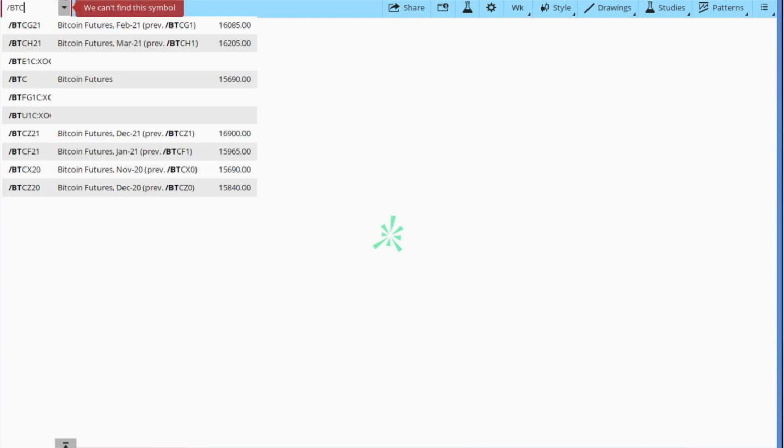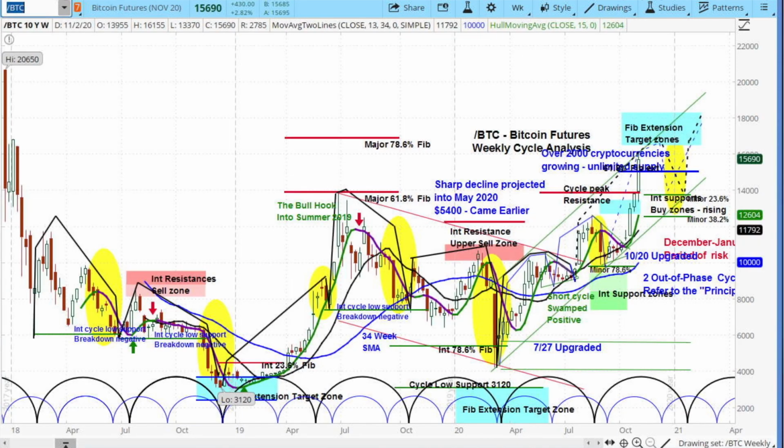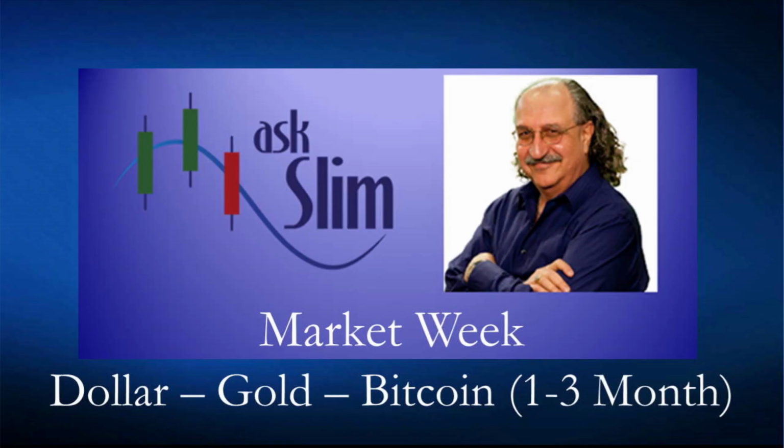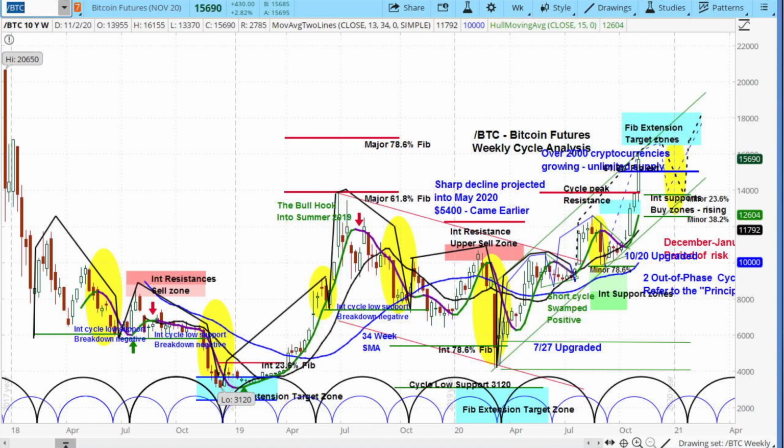Whoops, missed that. /BTC. There you go. So we're looking now at the dollar and gold and Bitcoin as we make these comparisons. And now we're going to switch over and look at the Bitcoin market.